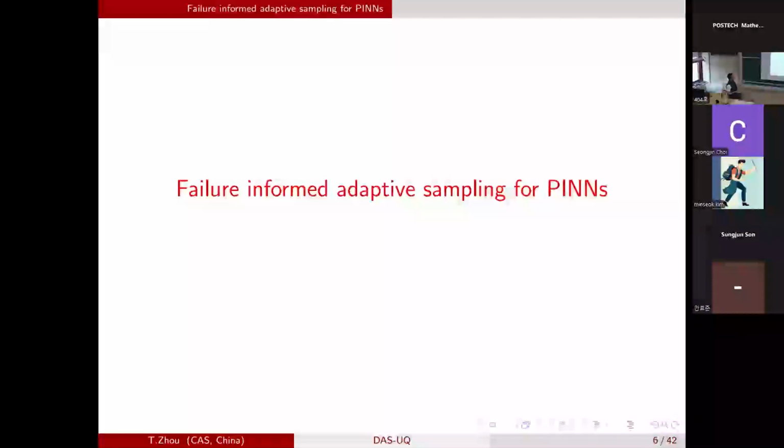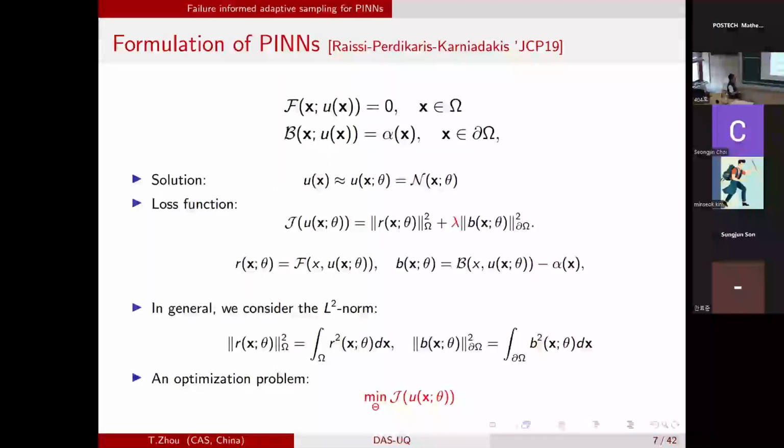So the first part is failure informed adaptive sampling for PINNs. To begin, I will give you a very brief introduction to the PINNs method. Consider this PDE with a boundary condition. In the PINNs method, you want to approximate the solution u by a neural network function. I just model the solution with a neural network function. So the idea is to decide the unknown parameters in the neural network, and then you approximate the solution with this neural network function. The function should satisfy this equation and the boundary condition.